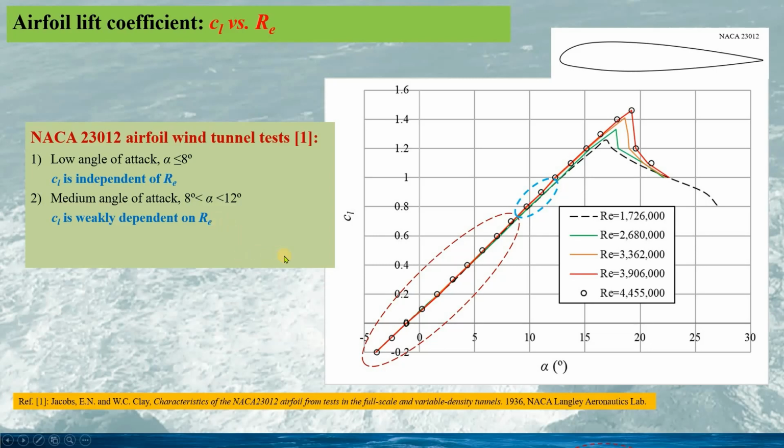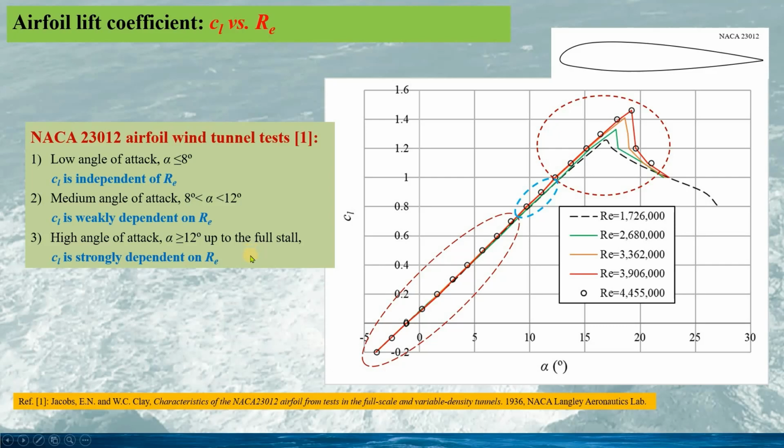At the high angle of attack, alpha larger than 12 degrees up to the stall, the lift coefficient is strongly dependent on the Reynolds number. Basically, the higher the Reynolds number, the higher the maximum CL. The reason for this is the higher Reynolds number could delay the flow separation, thus a higher maximum lift coefficient, see here.